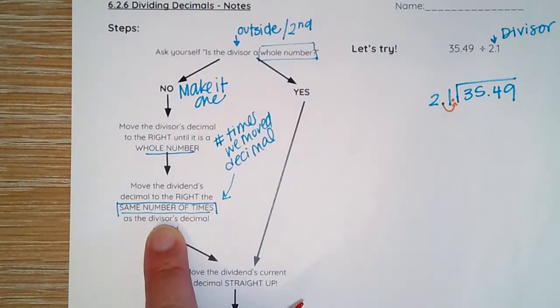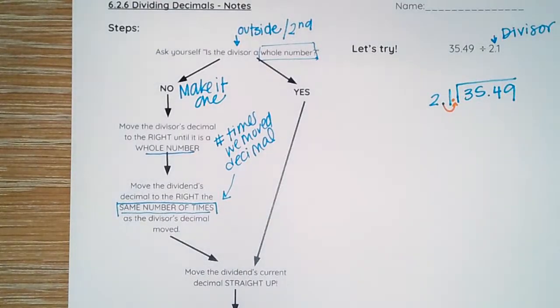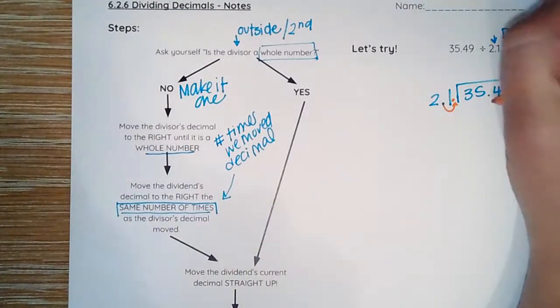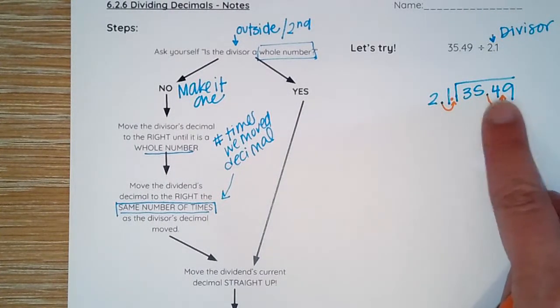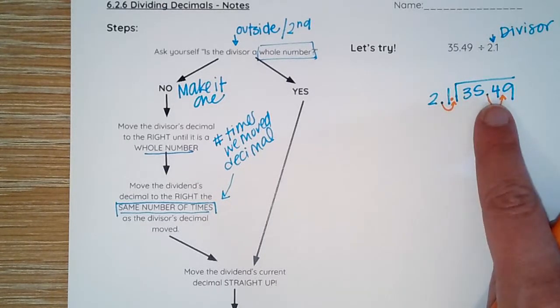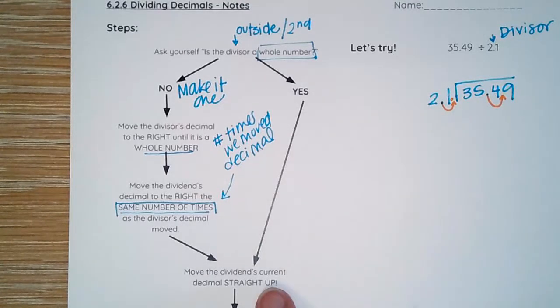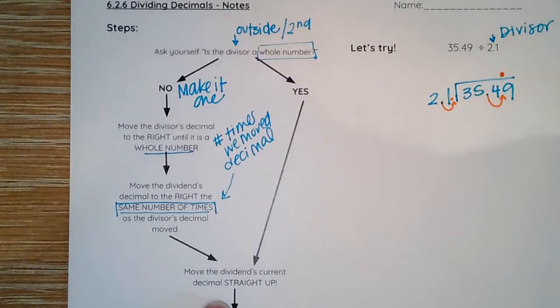Moving on, I now need to move my dividend's decimal one time. It needs to be the same. Sometimes I like to change colors for this so I can see it. Now, there are 2 numbers after the decimal here, but I still only move that decimal one time. Then I move my dividend's current decimal straight to the top, so it will go in between that 4 and that 9. And now I can divide.